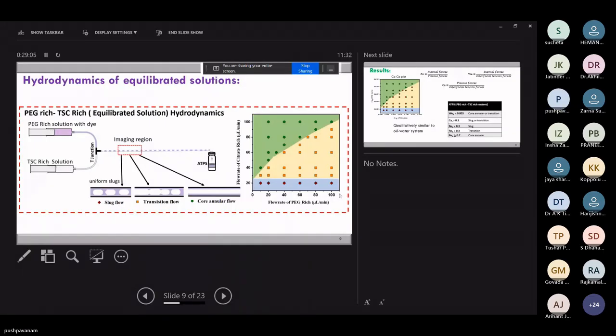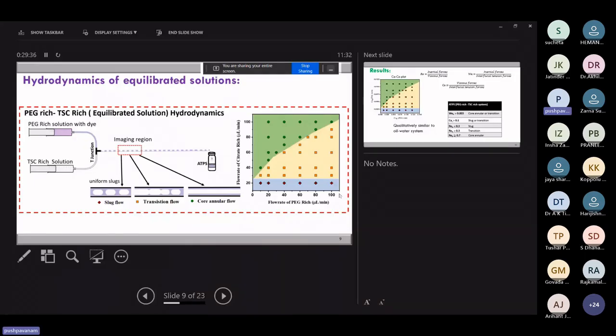at equilibrium. And now you see there's a transition region also, and then I have the core annular flow, which is my stratified flow. So if you were to pump the equilibrated solution, you have only three possible flow patterns: slug flow, the transition flow, and then you have the core annular flow. Okay, and so this is what we have.